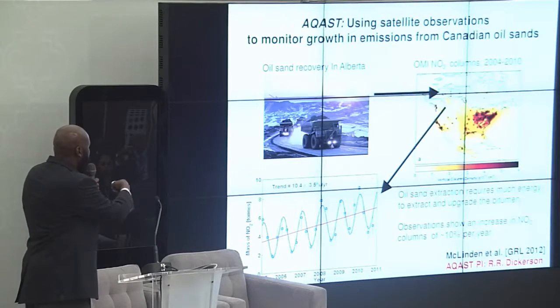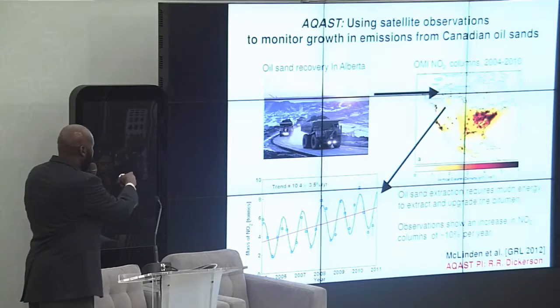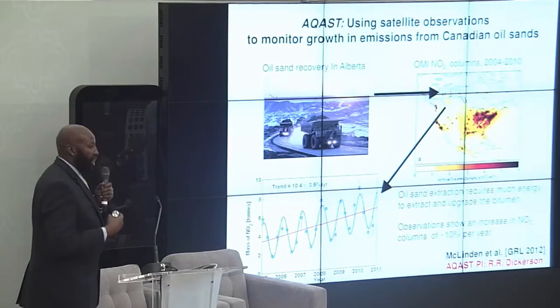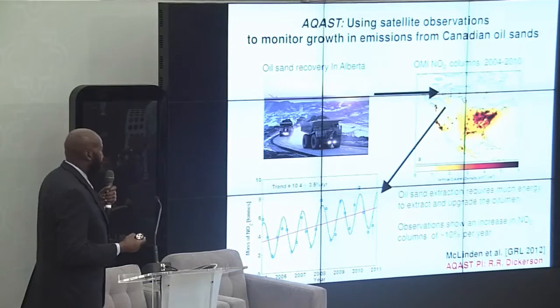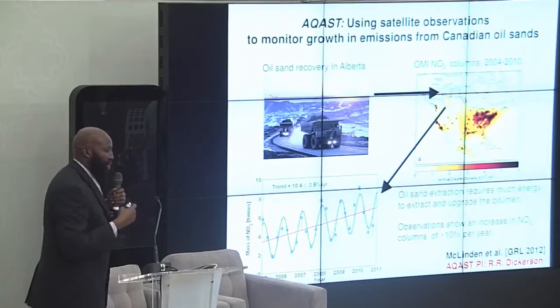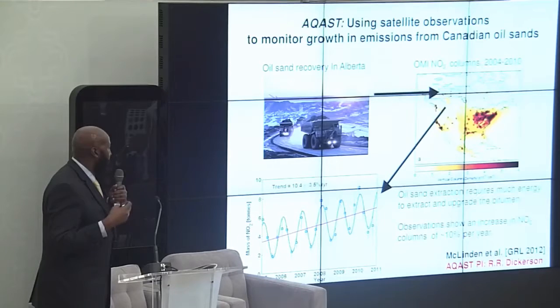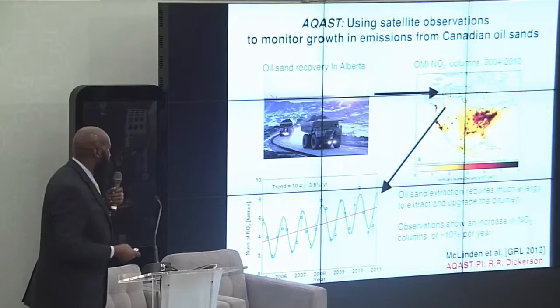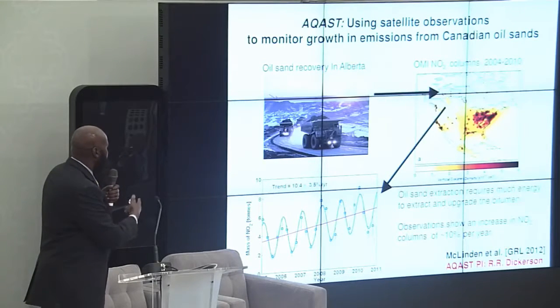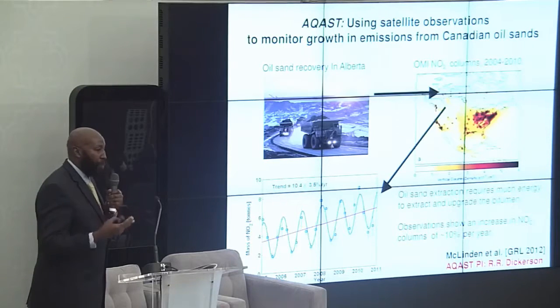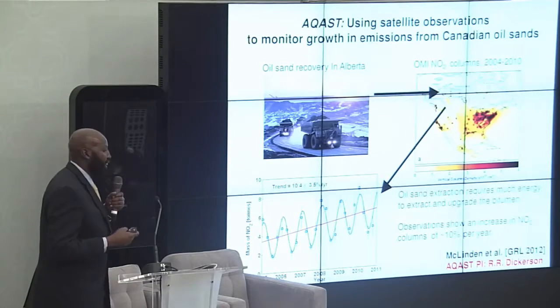And when we plot a trend, we see that the trend is increasing from that time. We know that oil sand extraction requires a lot of energy. Combustion produces a lot of NO2, so this is NO2 that is not coming directly from the oil sand, but from the activities that go into producing the oil sands. Observations show that this is increasing at 10% per year, and that's pretty significant.